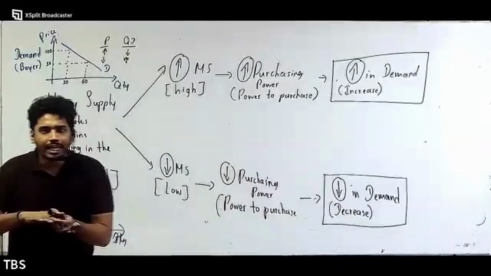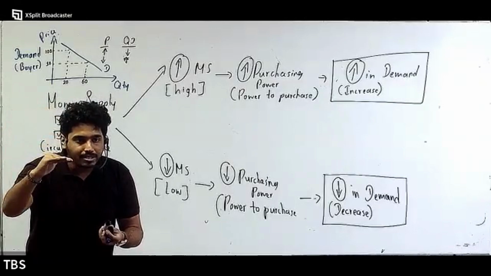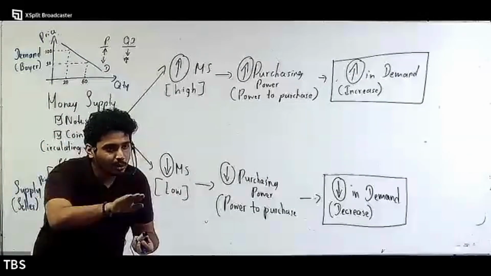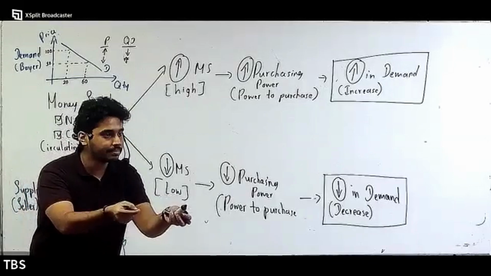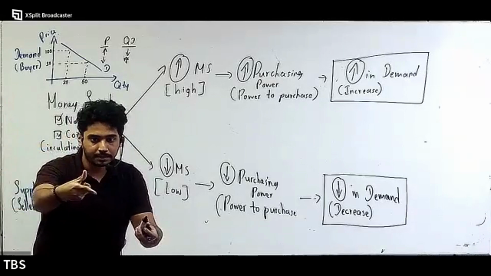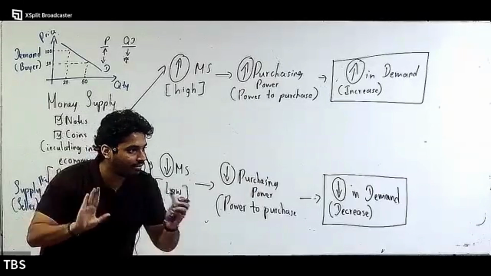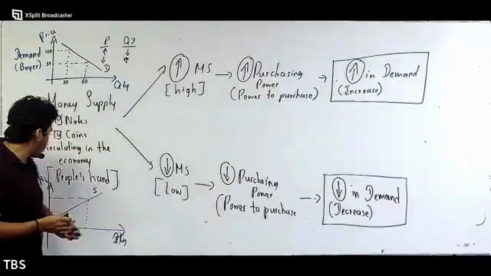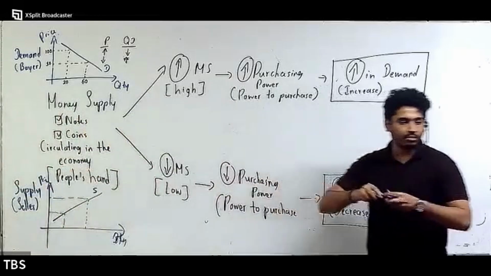Just think like a seller. As a seller, at a high price, we will be willing to supply high quantity. At a low price, our willingness to supply will be what? Low. Because we as sellers want to make what? Money. So when there is a high price, I supply. When there is a low price, I will not supply. Simple as that. So this is how the supply curve works. Clear? Clear?